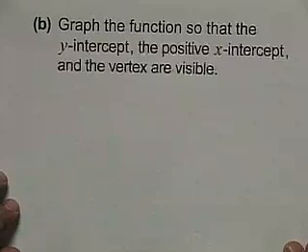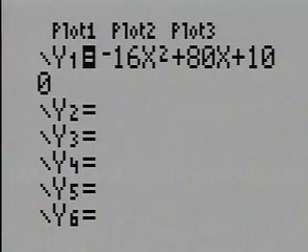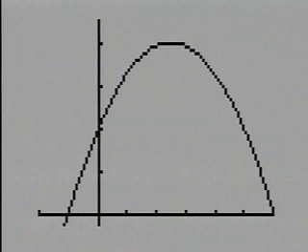Now let's look at the next question. Graph the function so that the y-intercept, the positive x-intercept, and the vertex are visible. So what I've done here is I've taken the graphing calculator and I've input the equation into the y1 variable, and now we'll go ahead and take a look at the graph. So here we can see the parabola graph for us. You can see the positive x-intercept as well as the y-intercept and the vertex all in this viewing window.